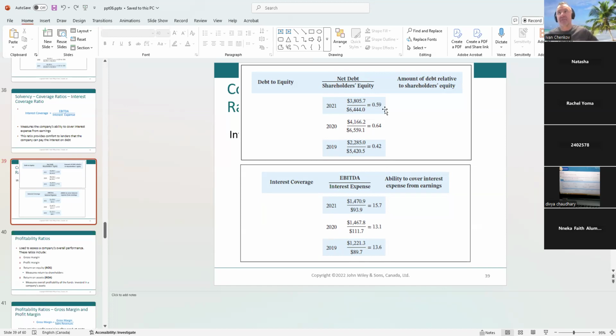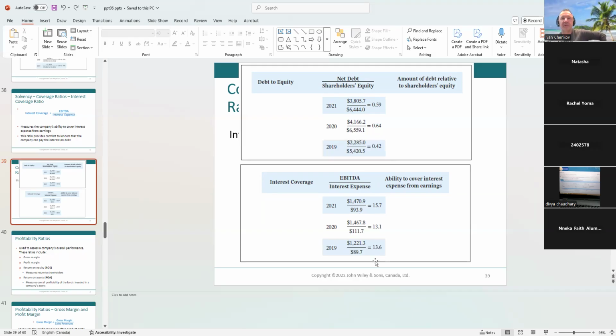Why? Because I'm generating more income. And now I can pay my interest expenses almost 16 times. As you can see, the portion of the financial cost hasn't increased that much. What does that mean? That means we have access to cheap debt, which we can use to generate the income, pay the interest, and have more left for us.